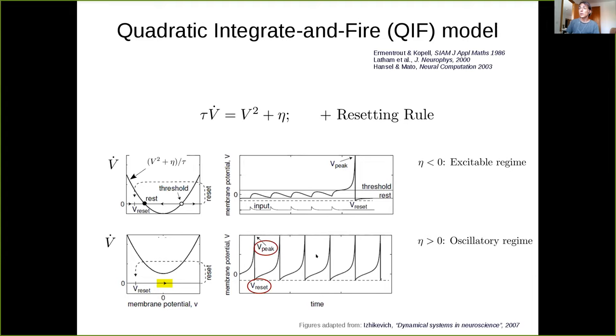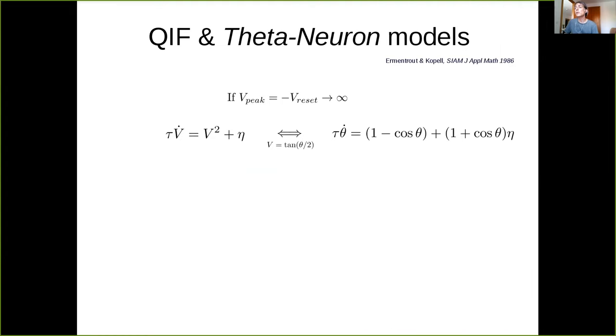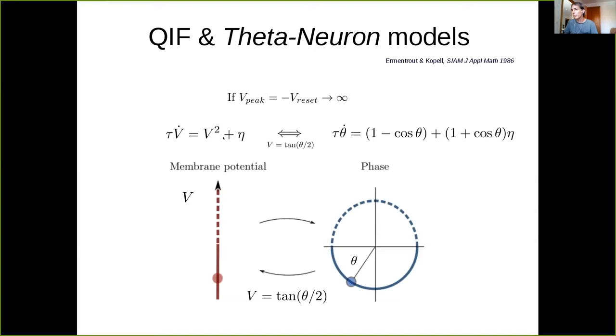There is a correspondence between the quadratic integrate-and-fire model and the so-called theta neuron model. If the peak and reset values are taken to be at infinity, so the QIF model reaches infinity in finite time, then the QIF can be formally transformed into the so-called theta neuron model using this transformation of variables that was proposed by Ermentrout and Kopell. This is a so-called phase model, because now the cell is not described by a membrane potential, but by a phase. This transformation of variables maps the real line onto this circle.